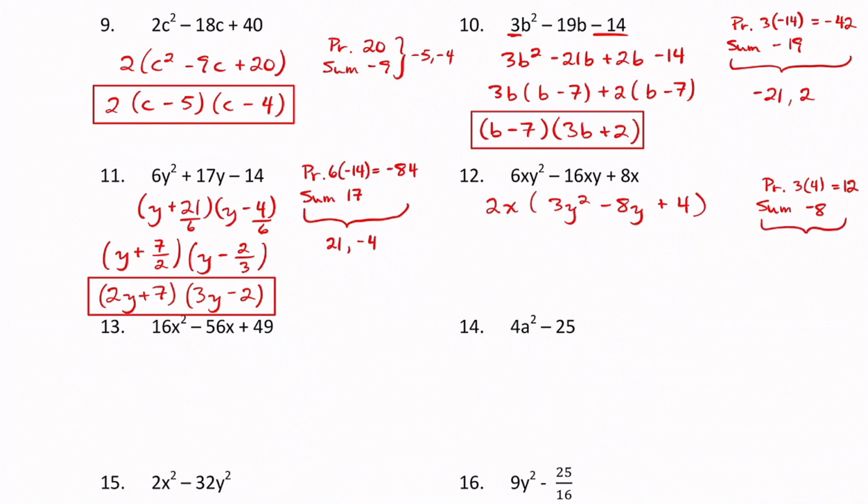The two terms that multiply to 12 and add up to negative 8 are negative 6 and negative 2. And then again, this is the harder type where it's not a 1 in front, so we can either do this factor by grouping method or use the fraction method. Now I'm going to use the fraction method again with this one.